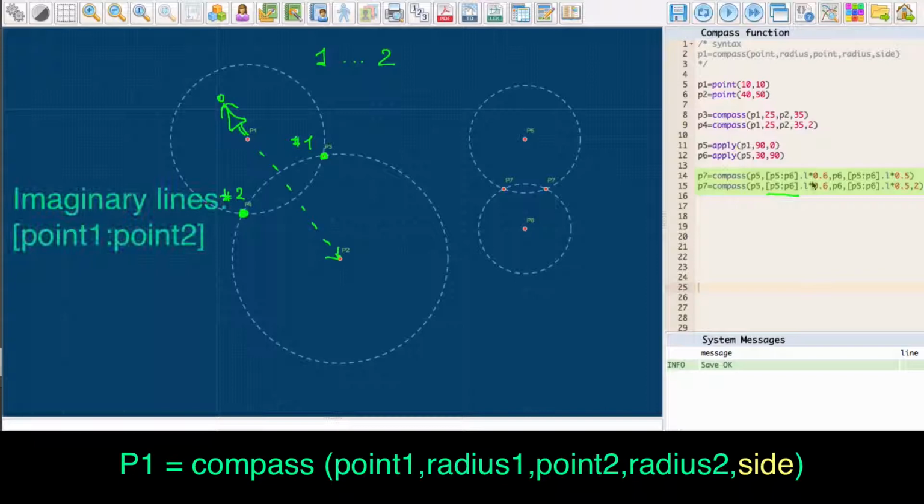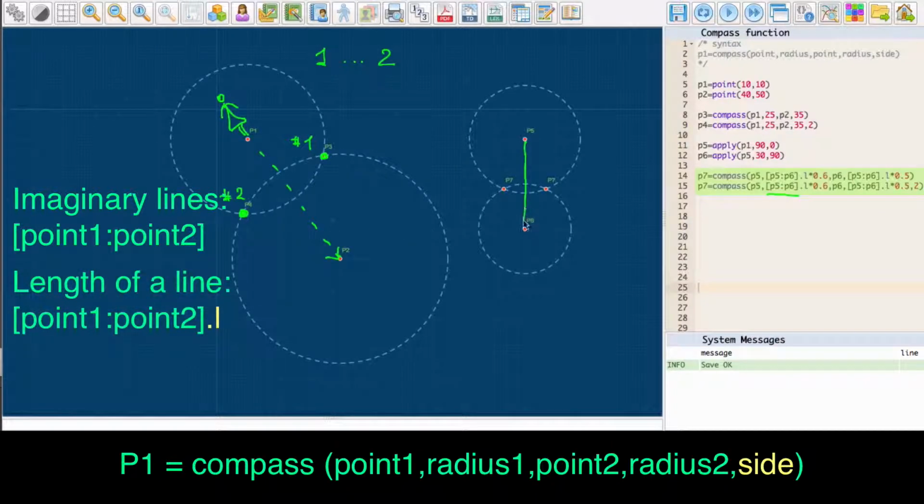I used center for imaginary lines, 2 points separated by colon in square brackets, and the property point L, that stands for length. I used a math formula and multiplied the length by 0.6 to define the first radius. The second radius is 1/2 of the distance between points P5 and P6, or the length of an imaginary line between them, multiplied by 0.5.